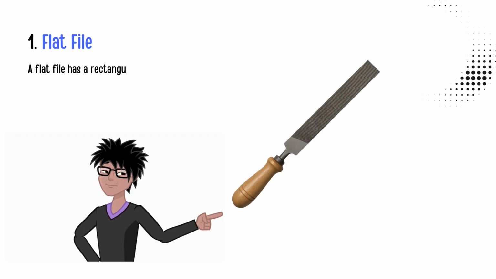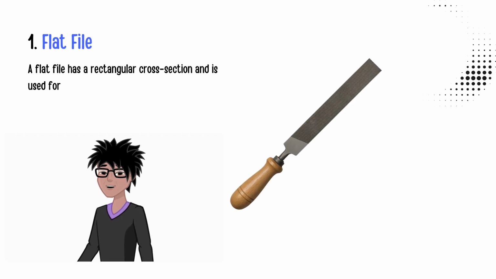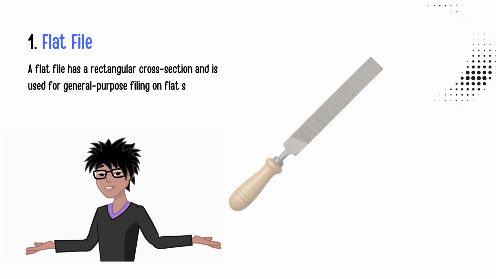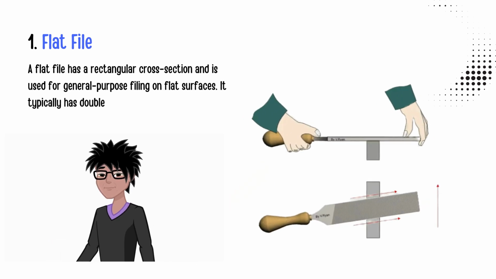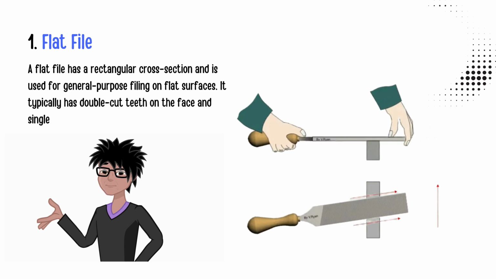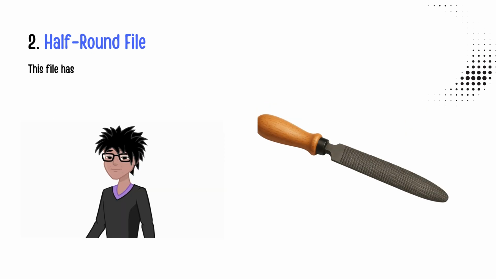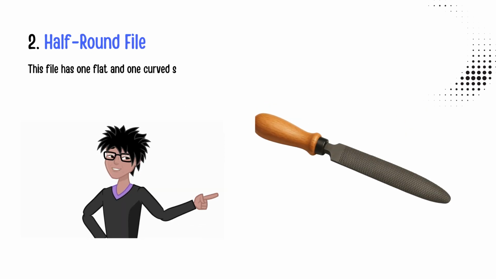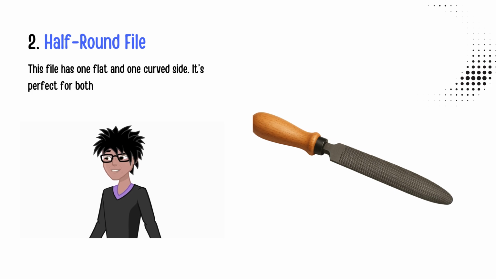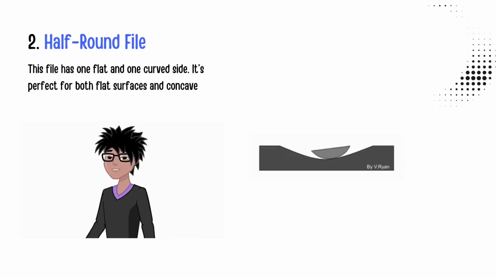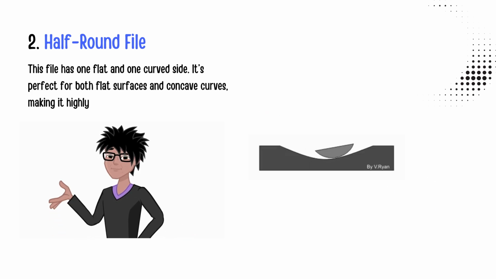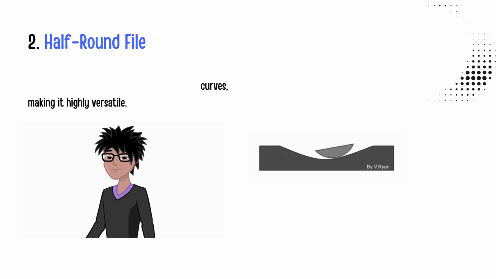Flat file. A flat file has a rectangular cross-section and is used for general-purpose filing on flat surfaces. It typically has double-cut teeth on the face and single-cut on the edges. Number 2. Half-round file. This file has one flat and one curved side. It's perfect for both flat surfaces and concave curves, making it highly versatile.